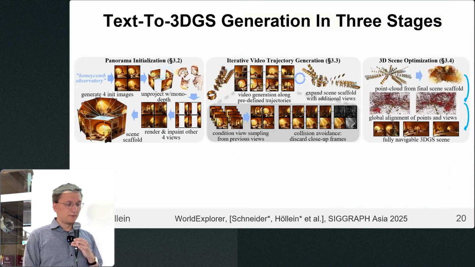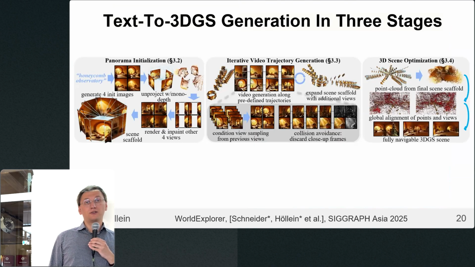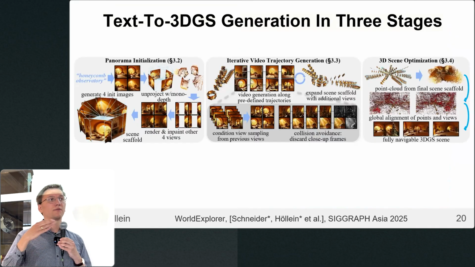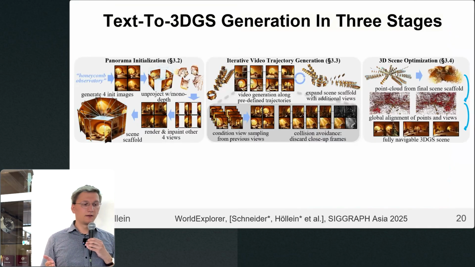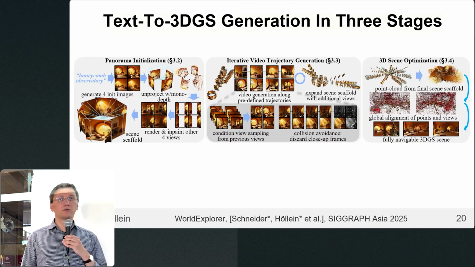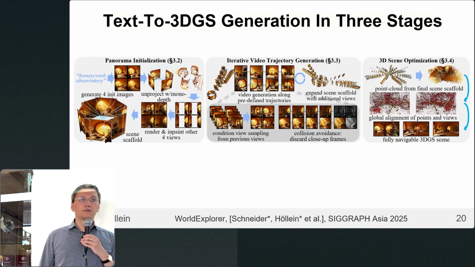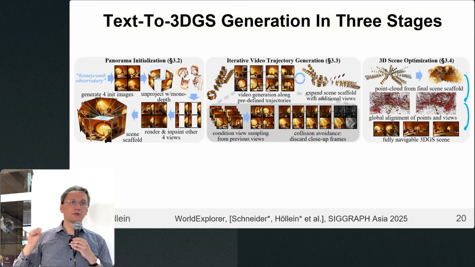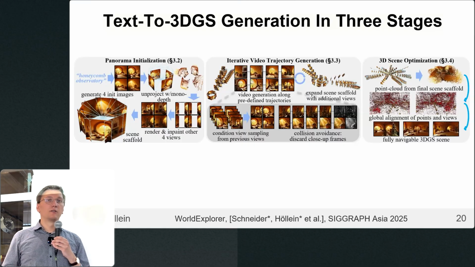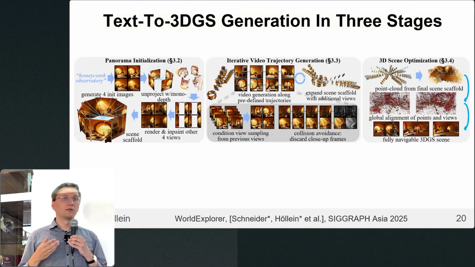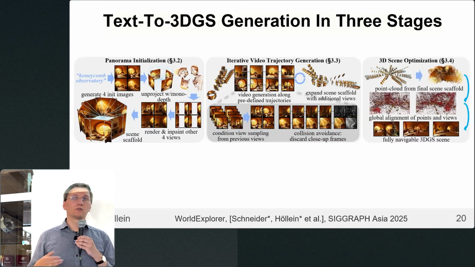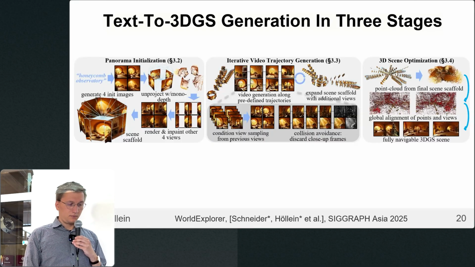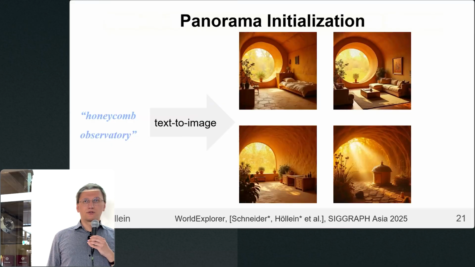And this method is decomposed into 3 stages. Panorama initialization, which defines a rough scaffold of how the scene should look like. Then we expand this scaffold with a video diffusion model that generates multiple videos that explore the scene along different paths. And then finally, we reconstruct the scene by running Gaussian splatting on all the generated frames. Let's dive deeper into the first part.